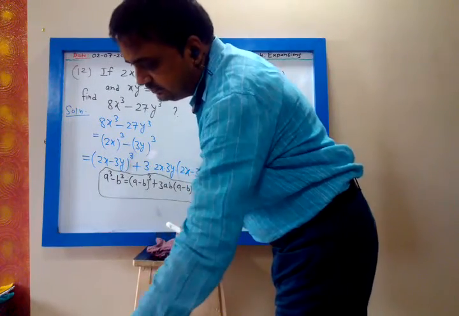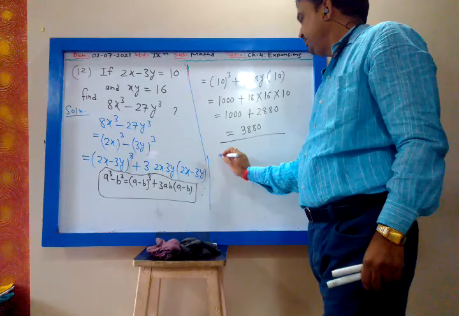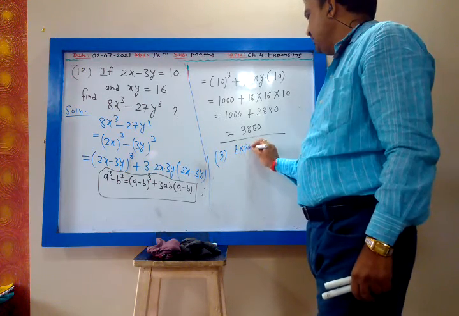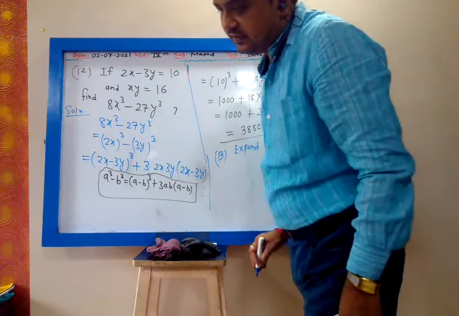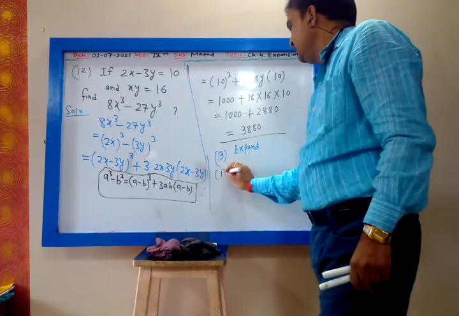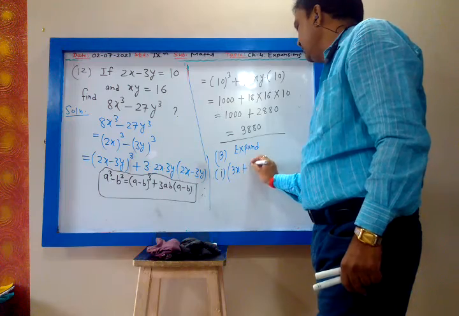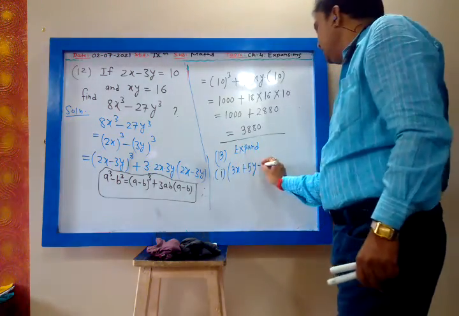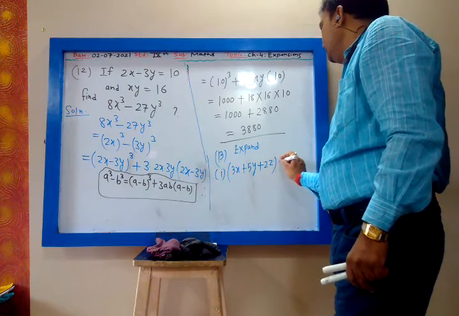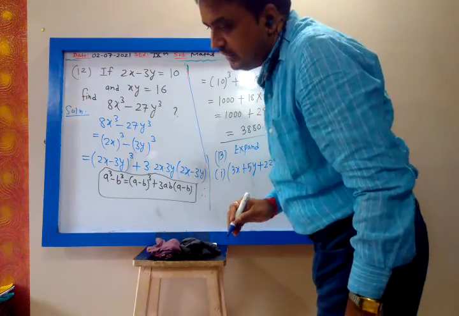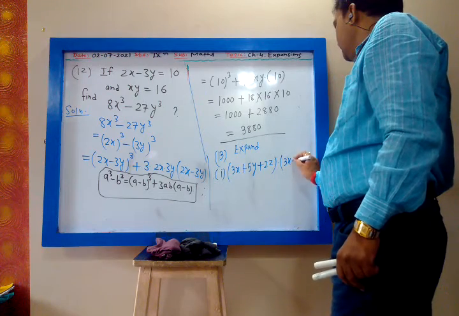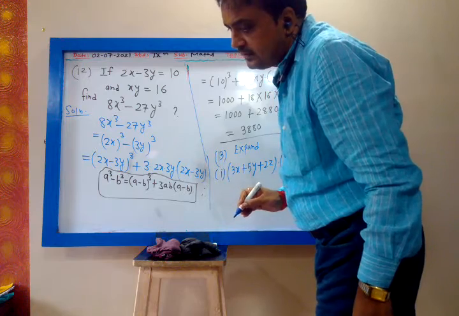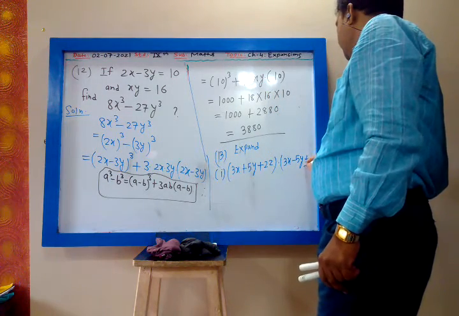Now 13th, it is expand. First: 3x plus 5y plus 2z into 3x minus 5y plus 2z, correct?